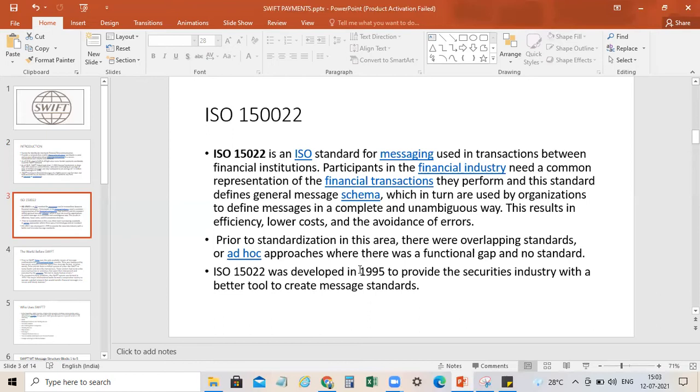This results in efficiency, lower costs, and the avoidance of errors. Prior to the standardization in this area, there were overlapping standards or ad hoc approaches where there was a functional gap and no standard. That was true, as I said earlier, before ISO 15022. 7522 was there, but there were ad hoc approaches and a functional gap, and hence a lot of human errors. So ISO 15022 was developed in 1995 to provide the securities industries with a better tool to create message standards.